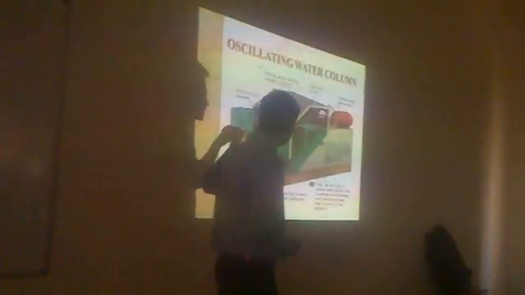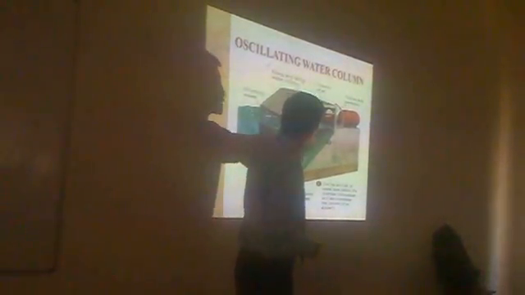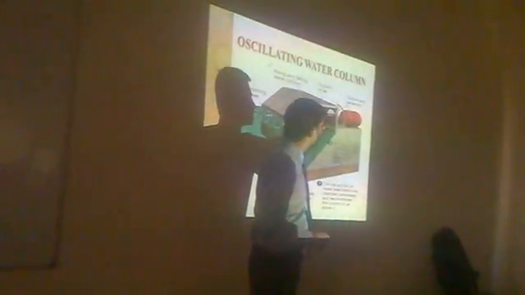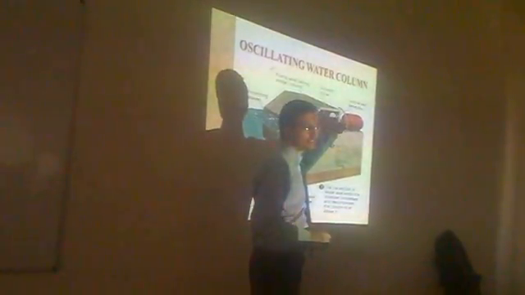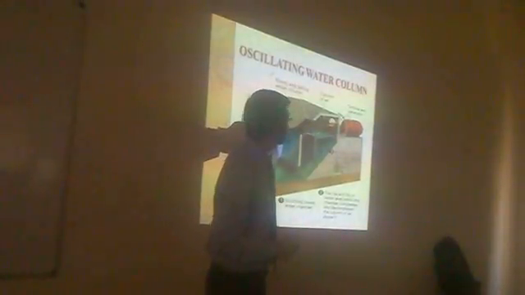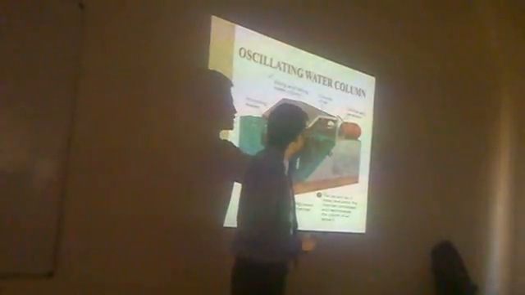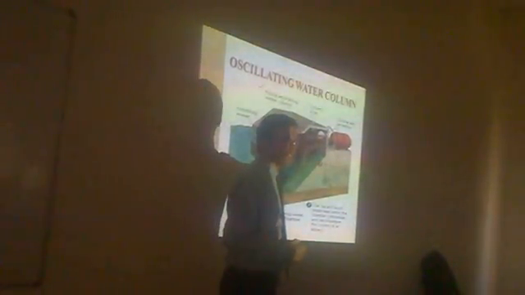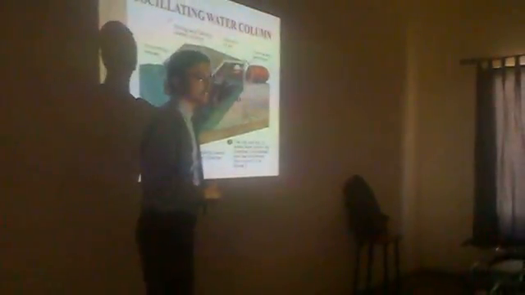When the waves come inside, the air is compressed and the air flows through the turbine, which is further connected to a generator, generating electricity. And when the wave recedes, there is a vacuum created in the chamber, which again rotates this turbine and which also produces energy.